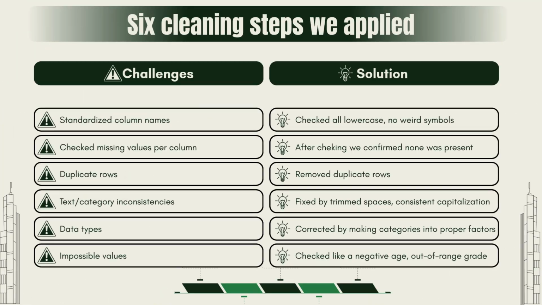To prepare the dataset, we applied six cleaning steps. First, we standardized the column names. Second, we checked every column for missing values and confirmed that there are none. Third, we checked for and removed duplicates. Fourth, we cleaned text and category values to make them consistent. Fifth, we corrected the data types, especially for categorical values. And finally, we checked for impossible values such as invalid ages or grades outside the range of 0 to 20. After these steps, we had a clean and reliable dataset, ready for analysis and prediction.